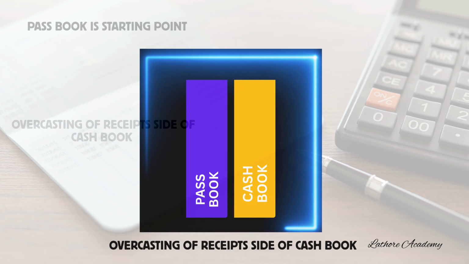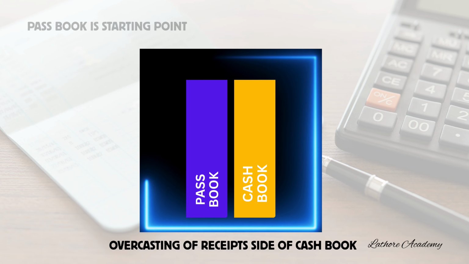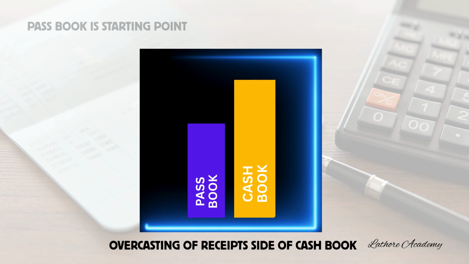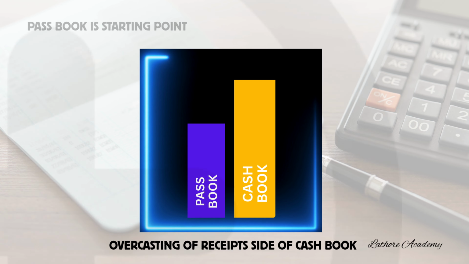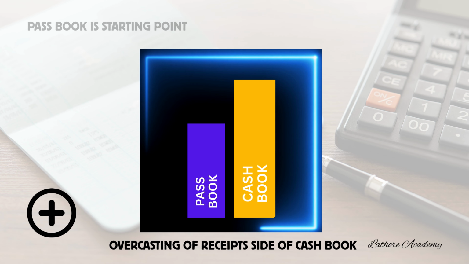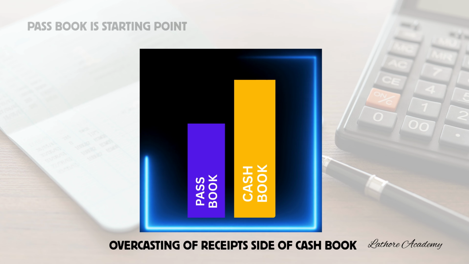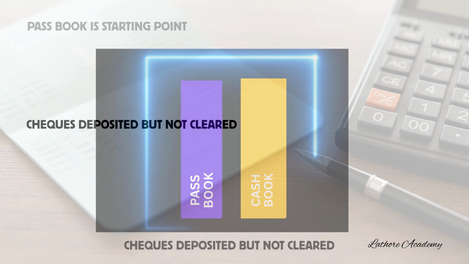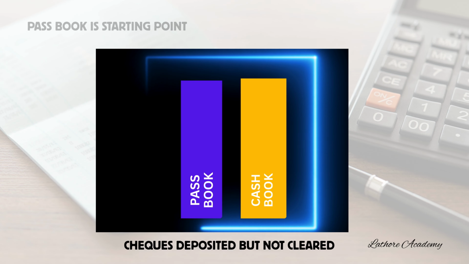If as an accountant you have totaled your receipts as more than the actual amount, your cash book balance appears higher than it should be, isn't it? So we are adding this overcasting error to adjust the passbook balance upward to match the inflated cash book balance. We have to add. Moving on to the transaction, check deposited but not cleared.